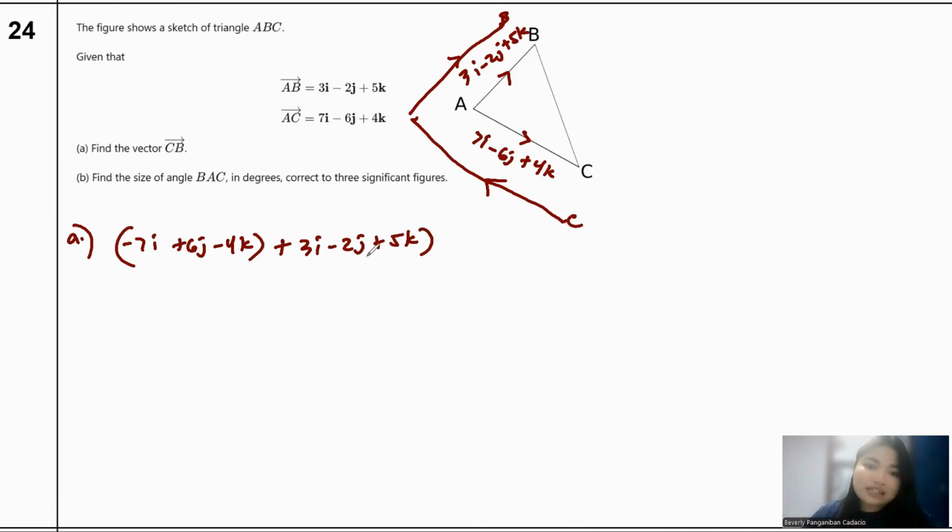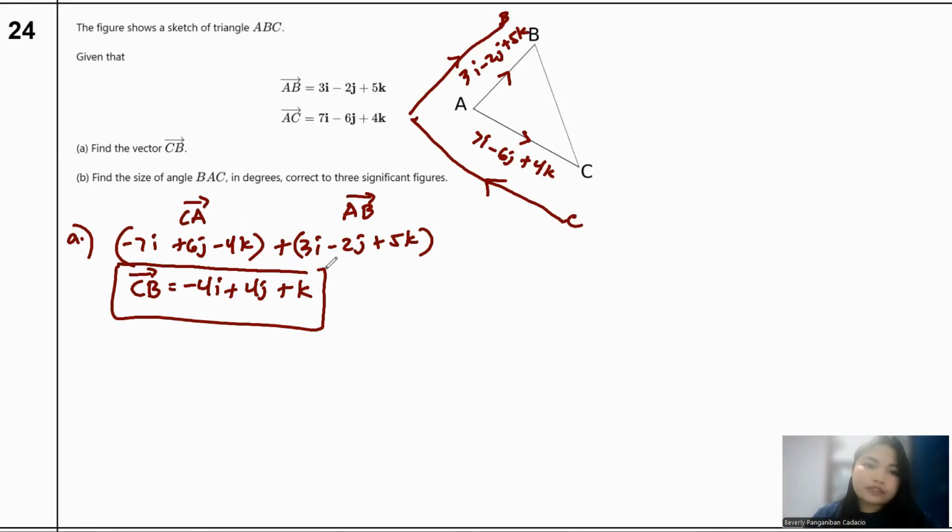I will not change anything in my AB. Why? Because I'm following the same given direction vector there, right? So, I'm just going to add everything there. It will become negative 7i plus 3i, very simple. It will become negative 4i plus 4j plus k, and that will be your vector CB. Easy. Okay, now let's go with letter B.